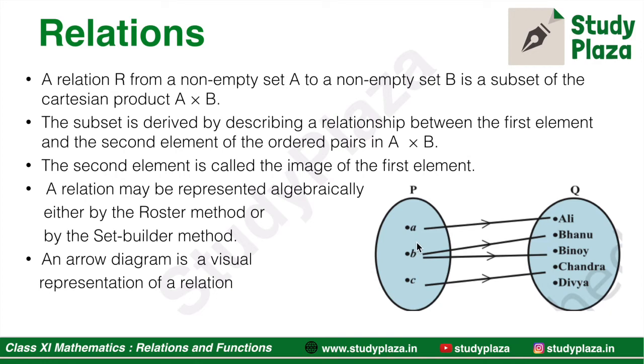Let us understand from this diagram. There are two sets P and Q, and P has elements A, B and C. Q has elements Ali, Bhanu, Binoy, Chandra and Divya. This arrow indicates a relation between A and Ali, that is, A is related with Ali. So A and Ali form the ordered pair, and A is related with Ali is a relationship. Hence Ali is the image of A. So a relationship can be described algebraically also by the roster method or set builder method, and visually by using these arrow diagrams.